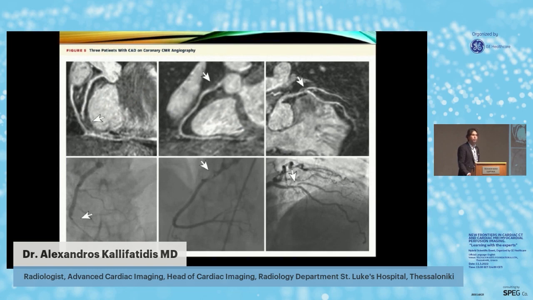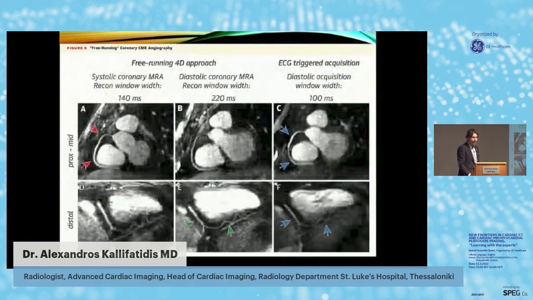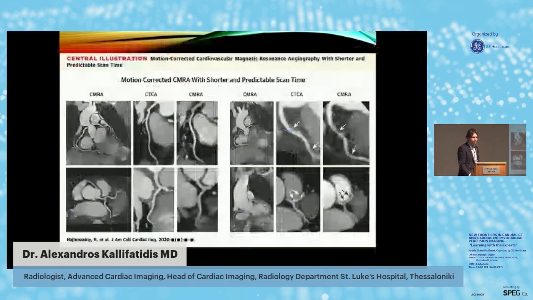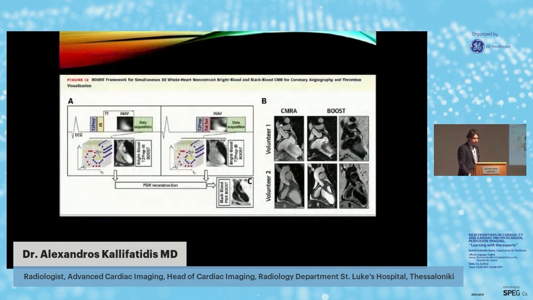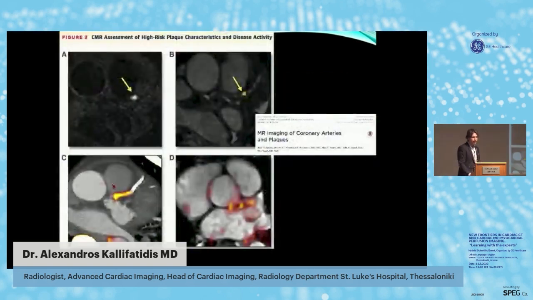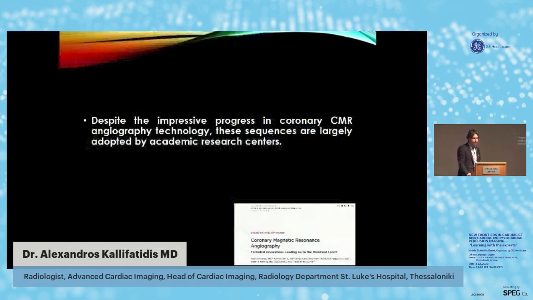We can see the stenosis, we can see the plaque morphology, the correlation with coronarography, techniques that we can use in order to improve the diagnostic quality, free running coronary MR angiography, or here with motion correction. And here whole heart non-contrast in combination with bright blood and black blood appearance, so in order to better see not only the lumen but also the plaque, and fusion images in order to see the plaque activity in combination with CMR.